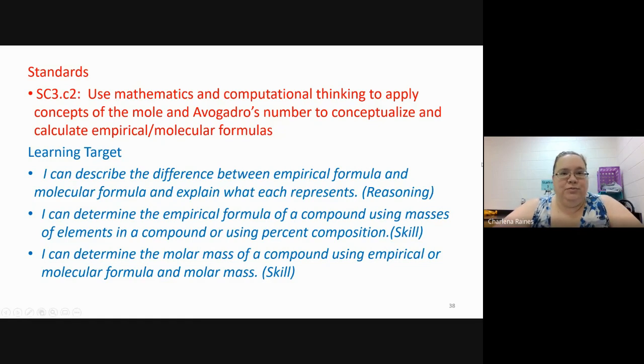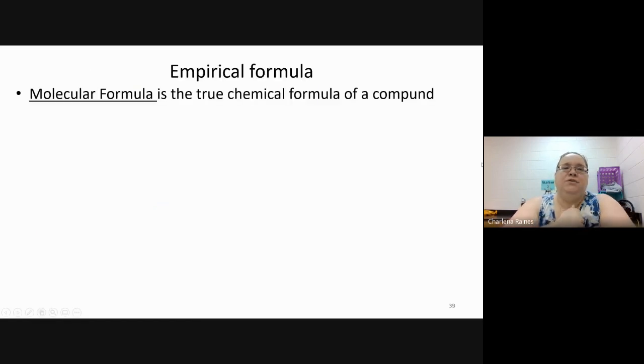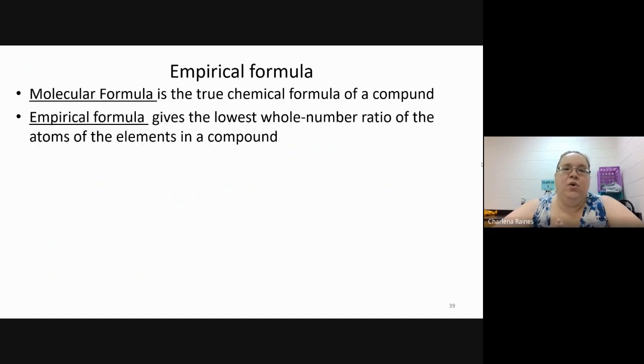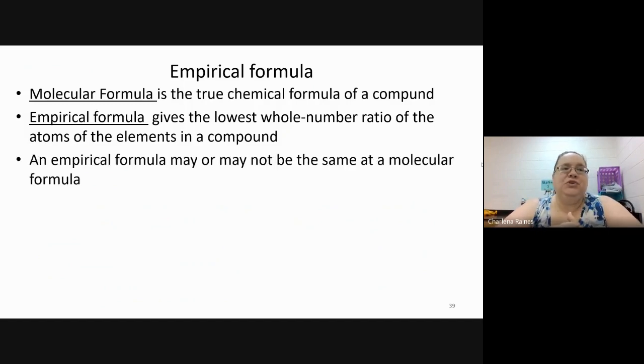So some terminology for you. A molecular formula is the true chemical formula of the compound. It tells you the exact number of atoms of each element in the compound, whereas the empirical formula is the lowest ratio of atoms in the compound. We use this frequently with our covalent compounds because they can share various numbers of atoms, and it gives us an idea of the ratio of the elements in the compound. So molecular formula is the real chemical formula. The empirical formula is the lowest ratio of atoms.